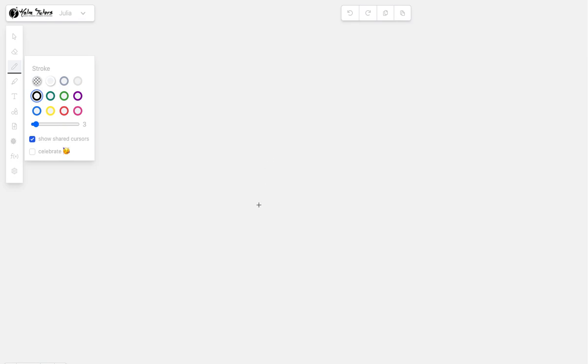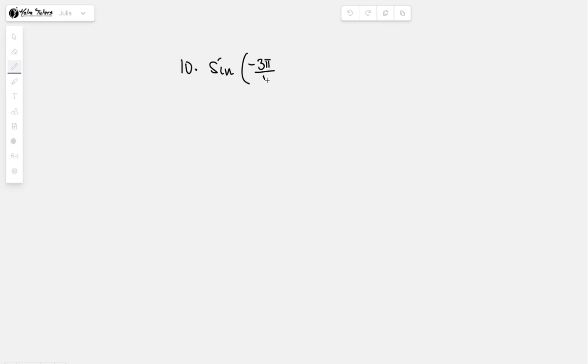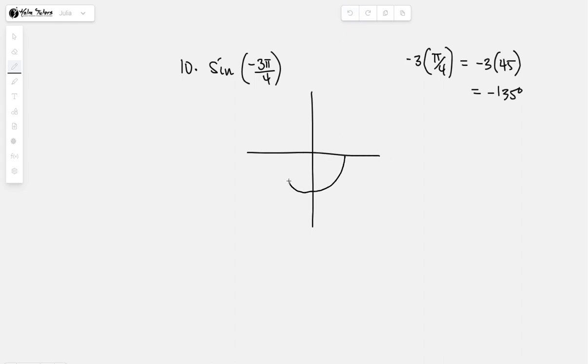Okay, cool. Next, I'm going to do number 10. Sine of negative 3 pi over 4, okay? Again, to visualize it, that's negative, and then negative 3 times pi over 4. That's negative 3 times 45, so that's negative 135 degrees. That means we go clockwise firstly, and we're not quite at negative 180. We're somewhere about here. So then, what is the reference angle, which we know we have to draw to the x-axis? What is this reference angle for negative 135?